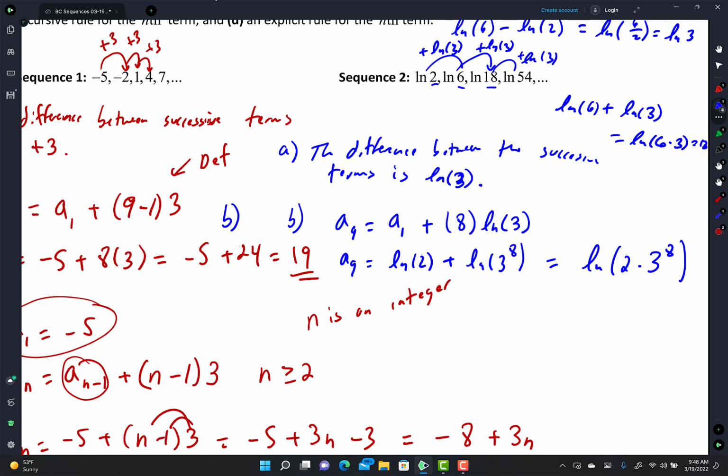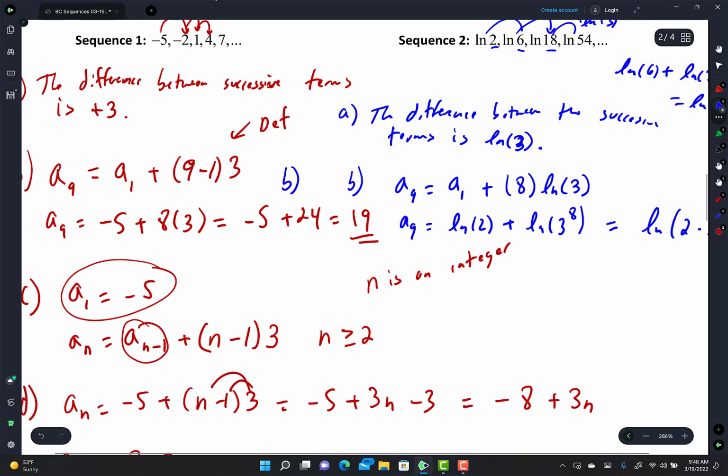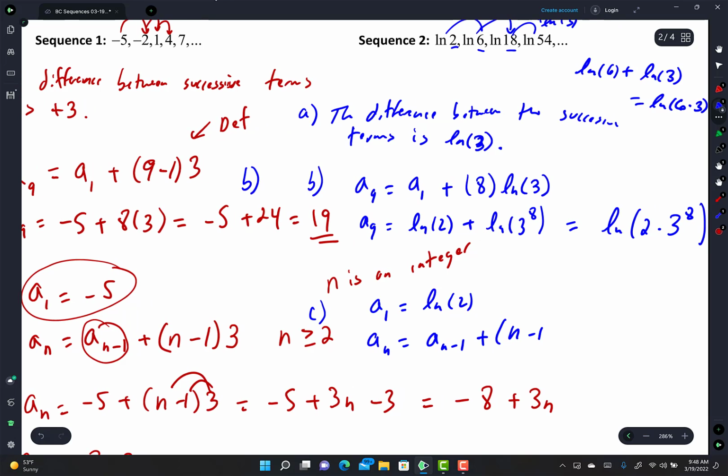Okay. Are we ready for the next one? Letter C. Letter C is going to look similar to letter B. So we're going to have a sub 1 has to equal ln of 2. And then a sub n has to be a sub n minus 1, which is that ln of 2, plus, and then you're going to write n minus 1 times ln of 3.